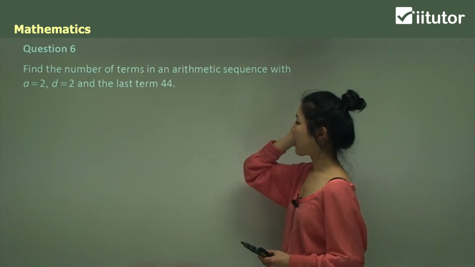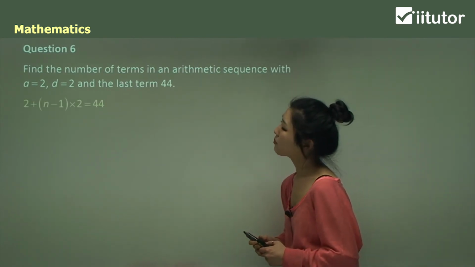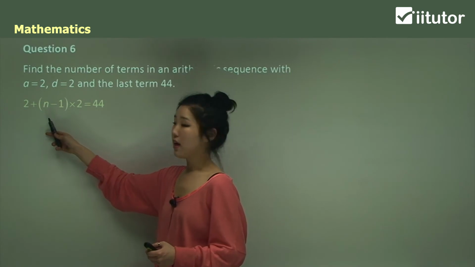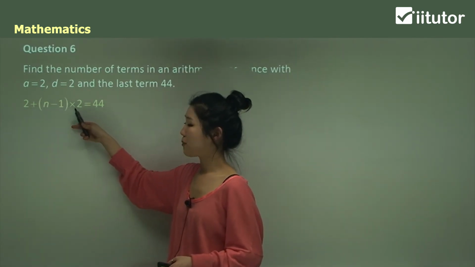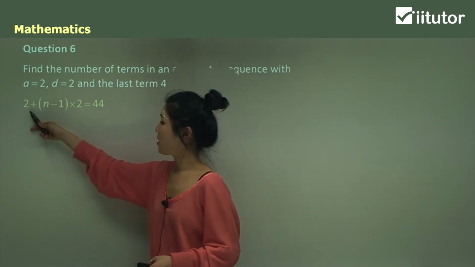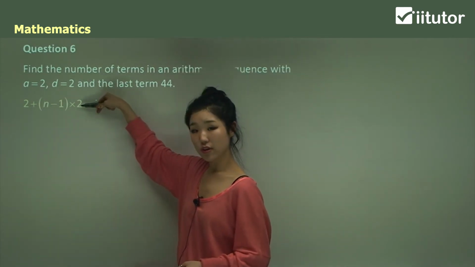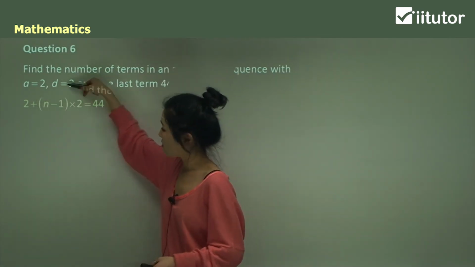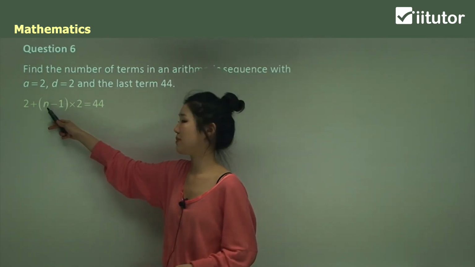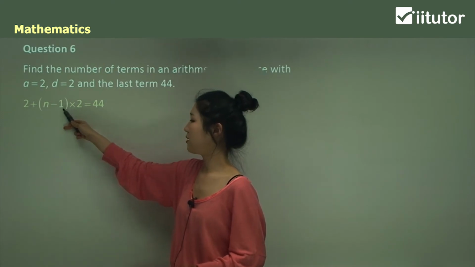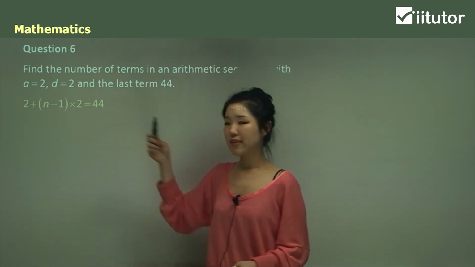Well guys, basically, I'm going to put it into my formula: 2 plus n minus 1 times 2, because A is 2 and D is 2. I don't know what n is. I don't know how many terms there are, so I'm just going to let that be n. So n minus 1 times 2, and that's equal to 44.